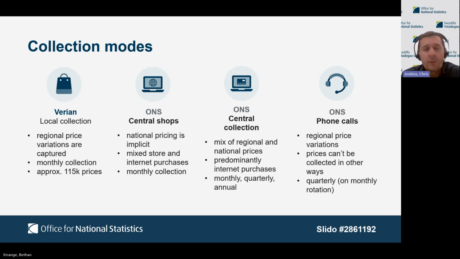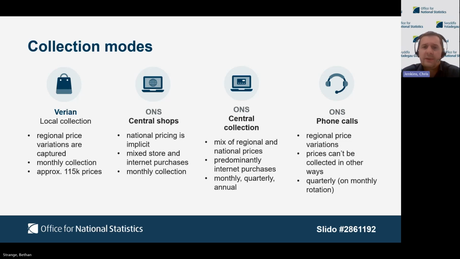Similarly, we carry out what we call central collection within the ONS. We don't need to physically visit shops for this collection, but our price collectors play an equally important role. Firstly, we have central shop collections, and these are to supplement the local collection through online price collection. For example, using supermarket websites, central shops are effectively where there is a national pricing policy, and we can either collect the price via the internet or via email each month.